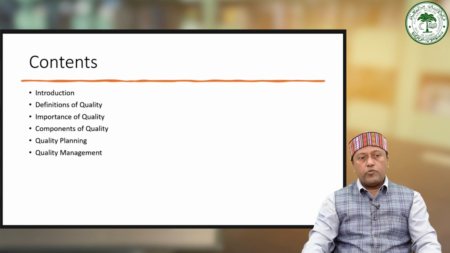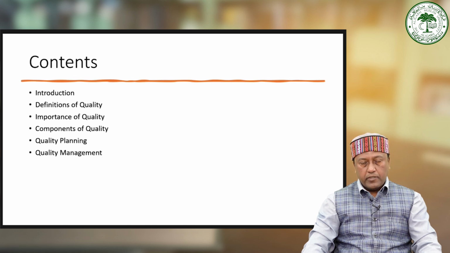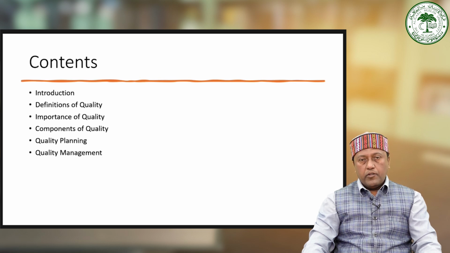I'll just give you a brief introduction of it. I'll give you some definitions of quality, then importance of quality, then the components of quality. So once you understand quality, it will be easy for you to understand total quality management. Then how quality planning is done, and what is known as quality management. And then in the next lecture, I'll tell you what total quality management is and how it is applied on different organizations.